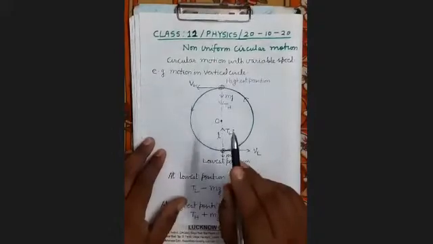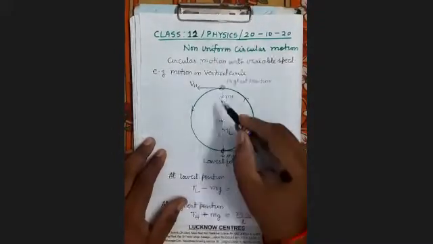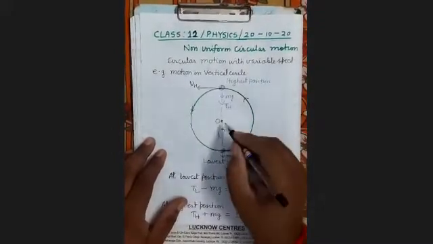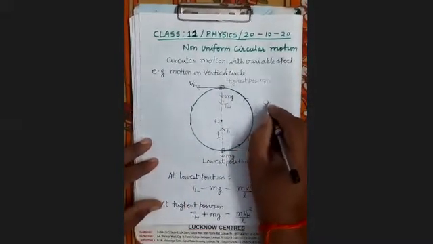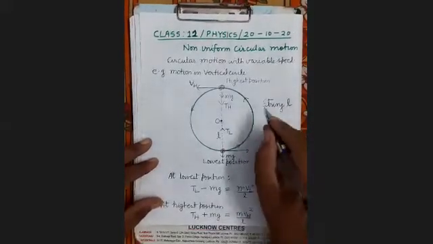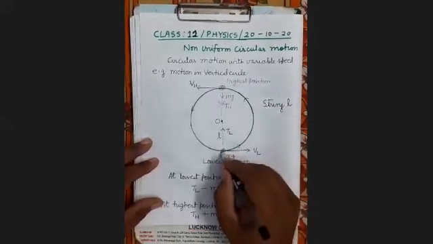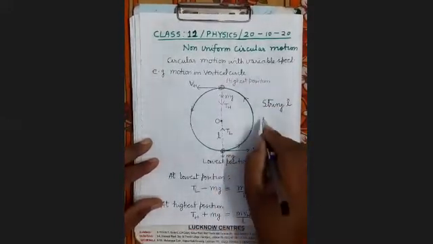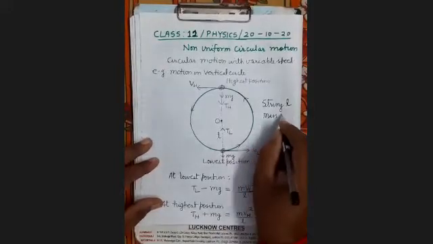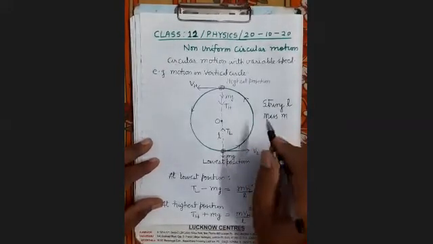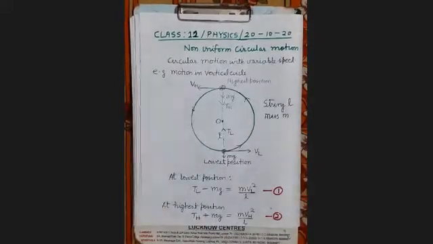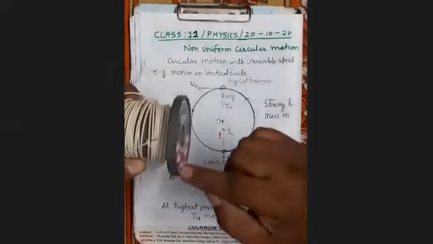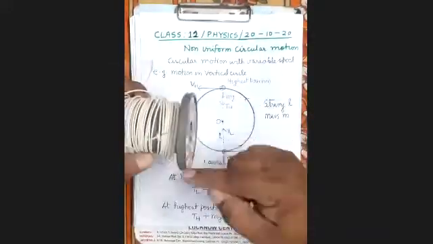If you tie a stone or a body with the help of a thread or a string, this is the string of length L. With one end of the string, this body has been tied, whose mass is M. And now it is revolved in the vertical circle. It is revolving in the vertical circle, means it is revolving this way.